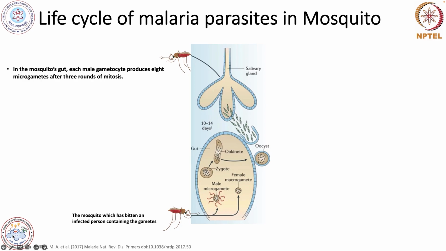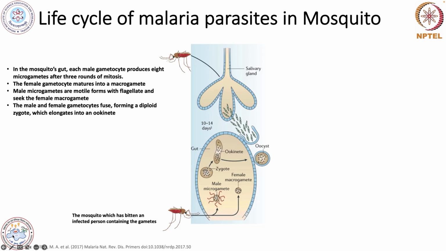So, in the mosquito's gut, here you can visualize, each male gametocyte produces 8 microgametes. Okay. After 3 rounds of mitosis, the female gametocytes mature into macrogametes. Male microgametes are motile flagellated forms and seek the female macrogamete. The male and female gametes fuse forming a diploid zygote. Here you can see there is a formation of zygote, okay, which elongates into an ookinete. I have explained this in the previous slide also.